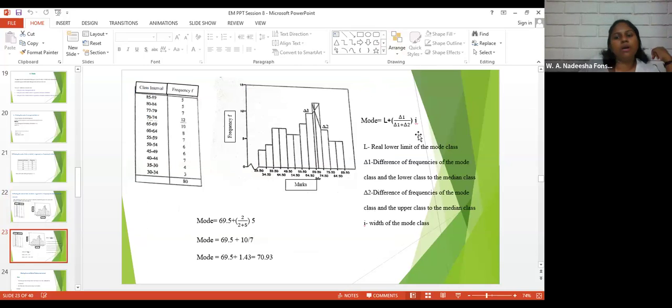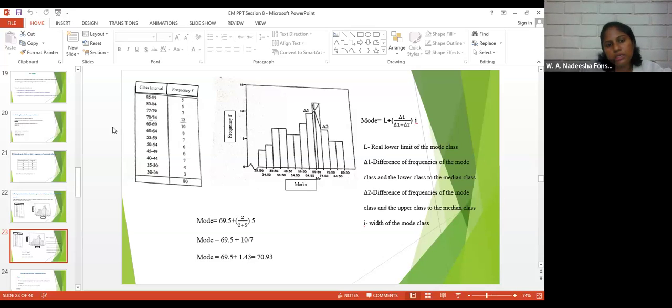L plus delta 1 divided by delta 1 plus delta 2, into I. L, anywhere in statistics, L is the real lower class limit of the mode class. If it is for the median, that is the lower class limit of the median class, like that. Then I is the class width. Then delta 1 is the difference of frequencies between the mode class and the lower class. Here, the mode class is 12, the lower class is 10. So the difference is 2.